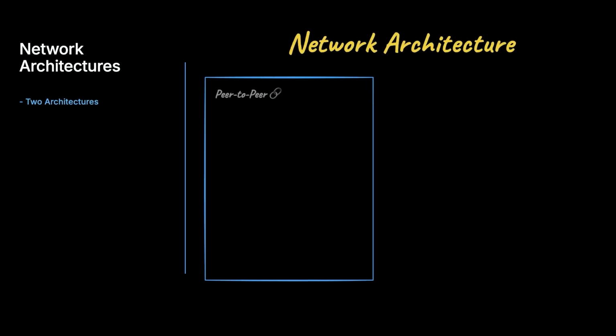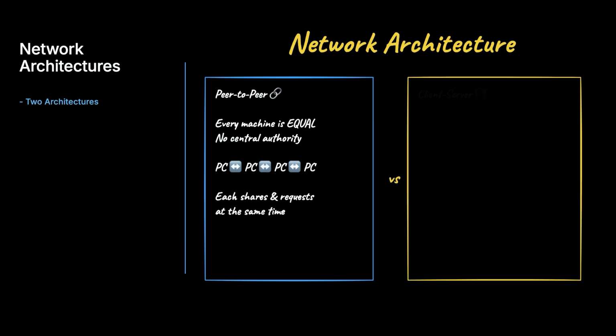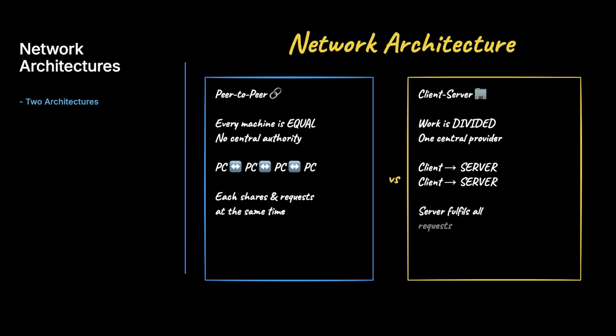Once computers are networked, we must decide how they share the work. This is network architecture, and the course compares two models. The first is peer-to-peer, where every machine shares as an equal. The second is client-server, where work is divided between the requesting machines and a central provider. Let us look at each.